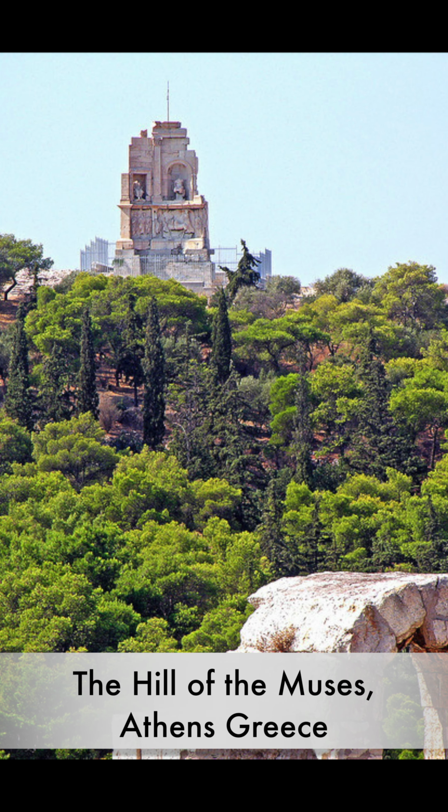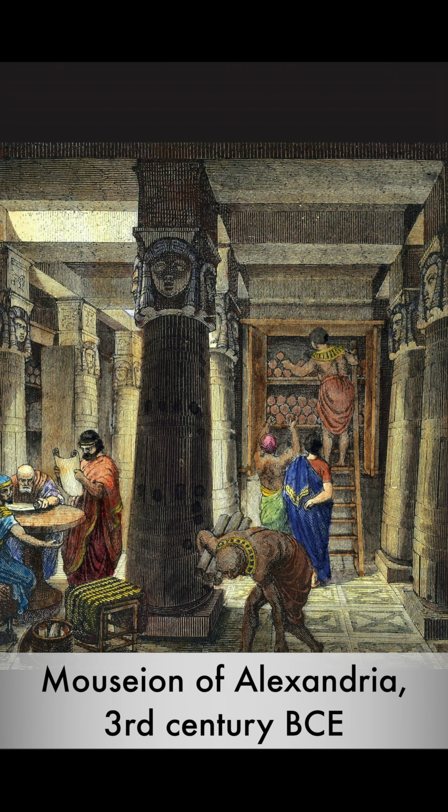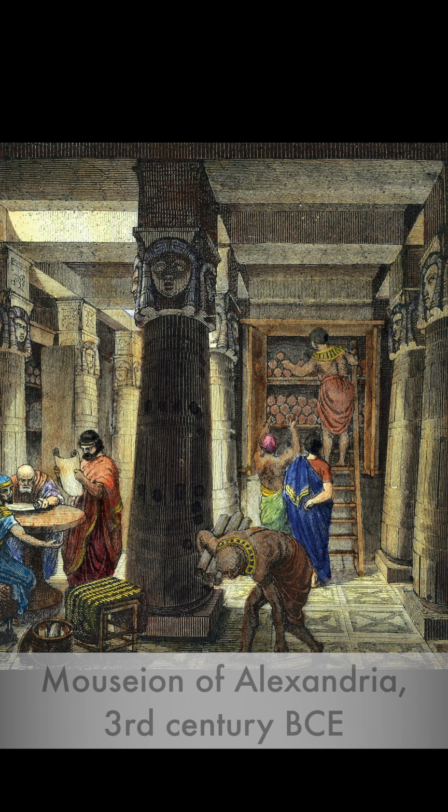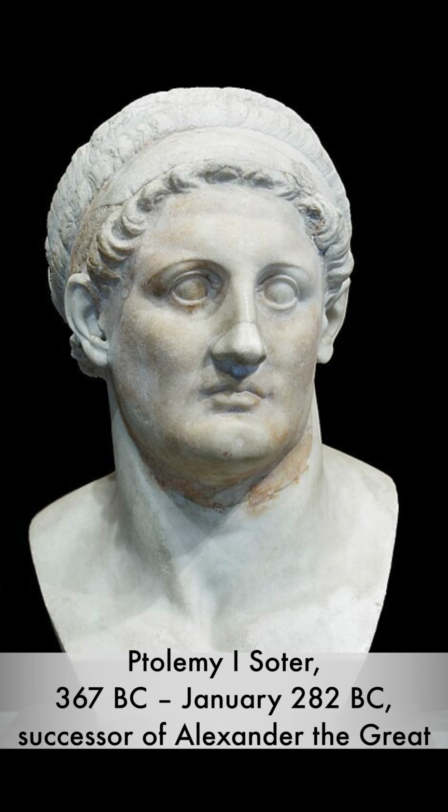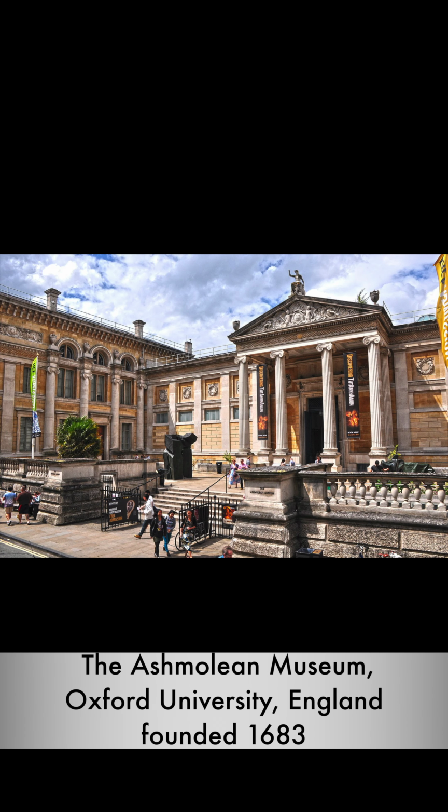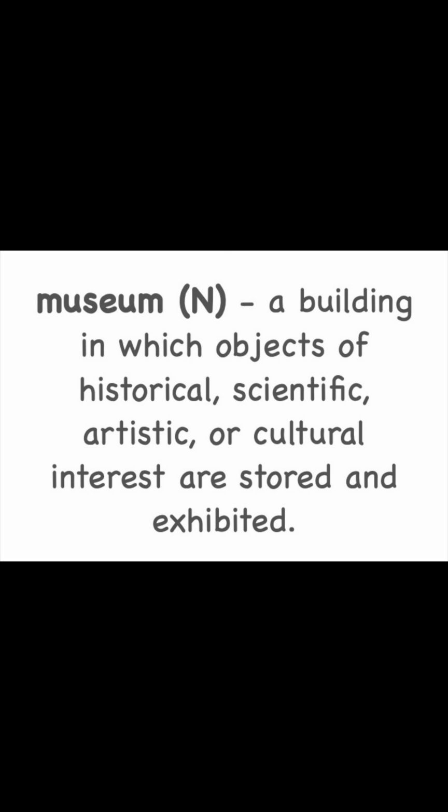The word museum began as the ancient Greek museion, shrine of the muses. It evolved to mean a place of study, such as the Museion in Alexandria, built by Ptolemy around 280 BC. By the 1600s, it had evolved further to its present meaning as stated by the Oxford Dictionary: a building in which objects of historical, scientific, artistic, or cultural interests are stored and exhibited.